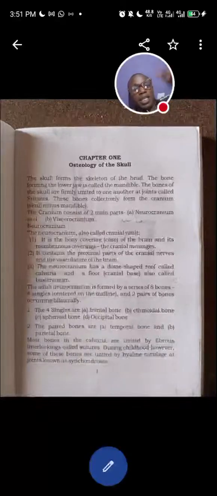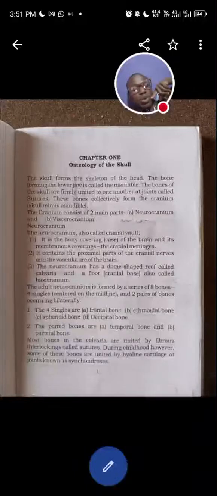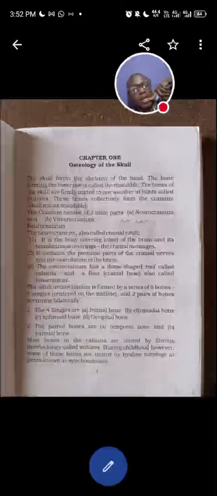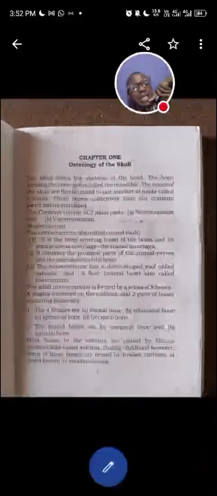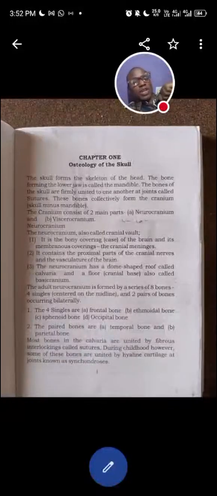Okay, that is FOCI: F for frontal bone, O for occipital bone, and then you have the sphenoid bone and the ethmoid bone. These are the things we found in this concept. Are you following? We'll leave this page and go to another thing.